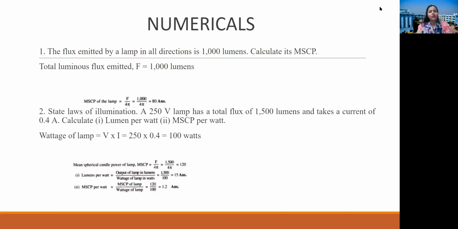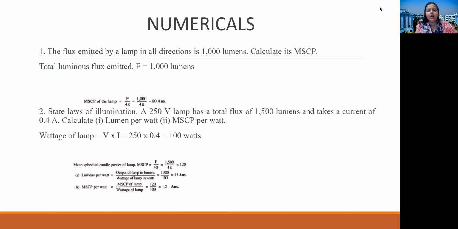Now let us have a look at these numericals. The flux emitted by a lamp in all directions is 1000 lumen. Calculate its MSCP. Now what is MSCP? It's mean spherical candle power.